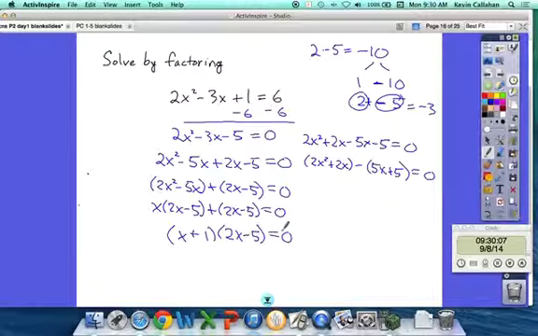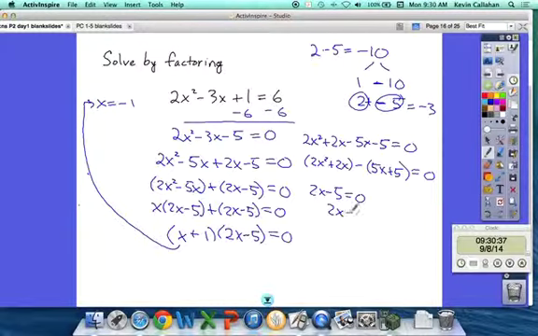So in order to make a 0 through multiplication, then it must be that one of these two equals 0. What value of x would make the first factor equal 0? Yeah, so we're going to say x equals negative 1. That's one of them. And then this one, right? If you're not sure, then set it up as an equation. 2x minus 5 equals 0. 2x equals 5. x equals 5 halves.